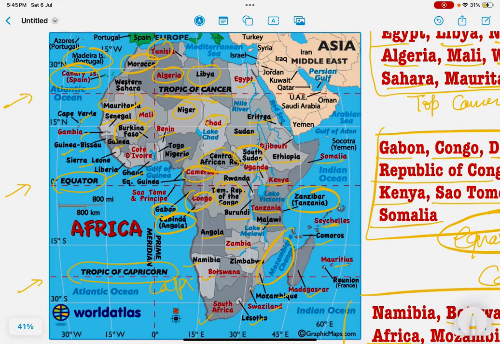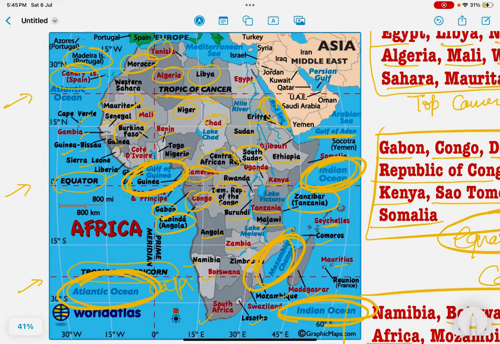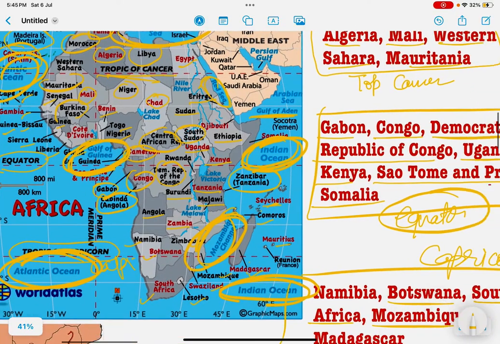and you can see it is surrounded by the Gulf of Aden on one side, the Red Sea on the other side, the Indian Ocean on another side, the Mozambique Channel here, the Indian Ocean here again, and then you have the Atlantic Ocean, the Gulf of Guinea here, and the Atlantic Ocean here. And let's not forget the Mediterranean Sea right here. So this is Africa's map.